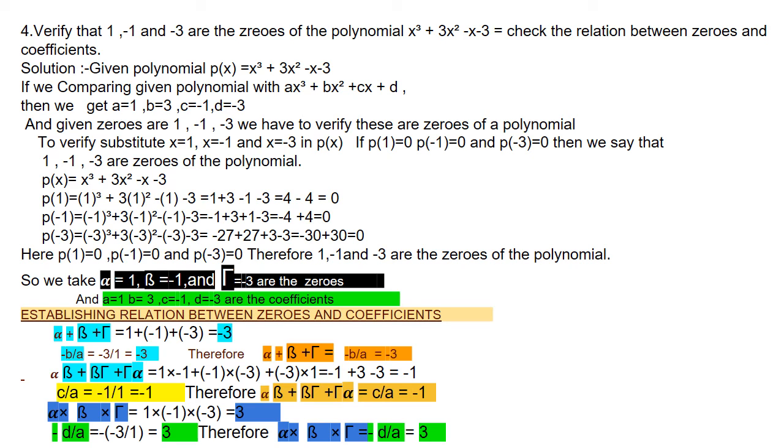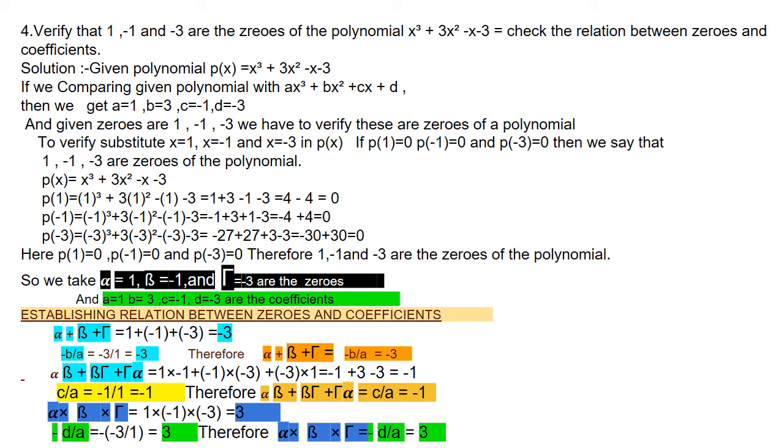And lastly, we are substituting minus 3 instead of x here. That means we are replacing x by minus 3. So P of minus 3 is equal to minus 3 cube plus 3 into minus 3 square minus of minus 3 minus 3, that is minus 27 plus 27 plus 3 minus 3. Minus 27 minus 3 is equal to minus 30, plus 27 plus 3 is equal to plus 30. Minus 30 plus 30 is equal to 0. So here P of 1 is equal to 0, P of minus 1 is equal to 0, and P of minus 3 is also 0. Therefore, we can say that 1, minus 1 and minus 3 are the zeros of the polynomial.